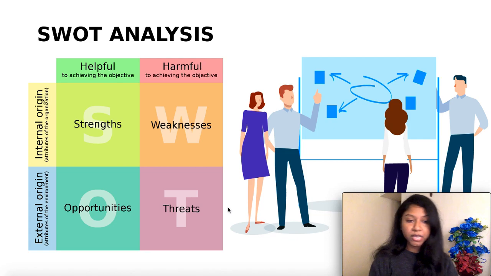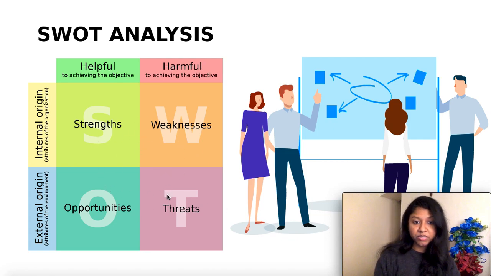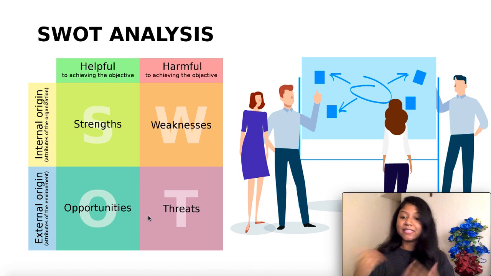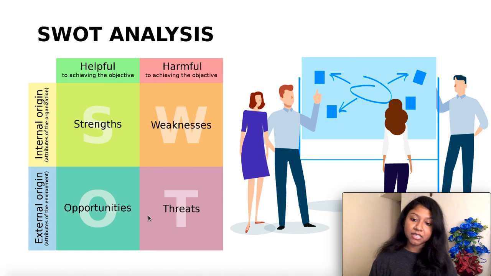Before we go to the different components, the SWOT analysis consists of four quadrants. As you see over here, there are four quadrants, standing for strengths, weaknesses, opportunities, and threats. The very first row is usually the internal influencers, and the second row is usually the external influencers for an organization.